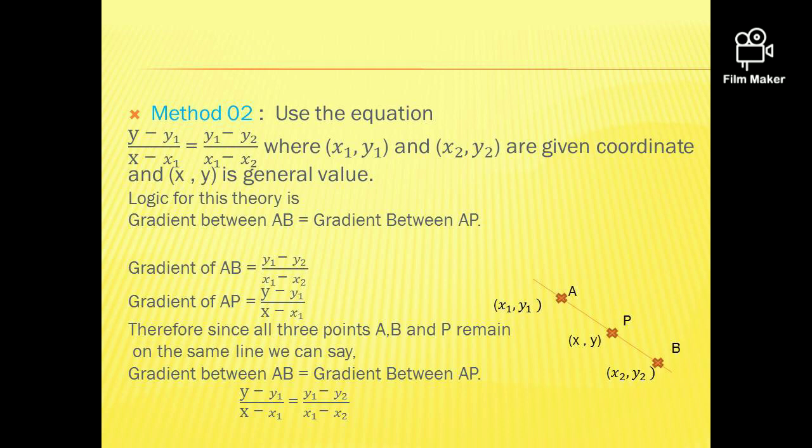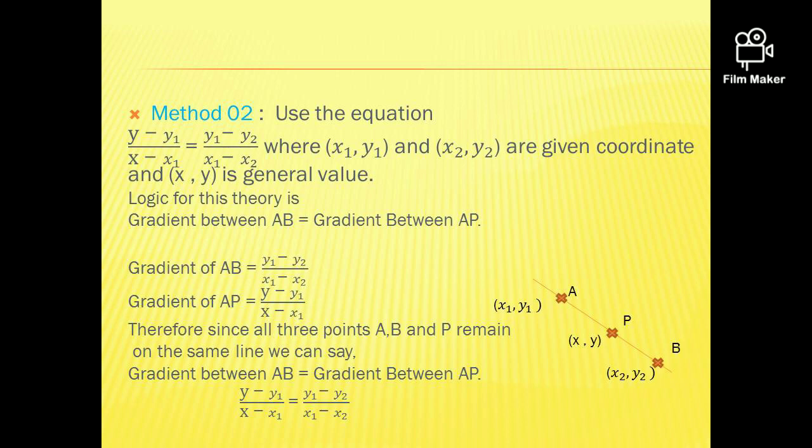This is the second method to obtain the answer for the equation of a straight line when two coordinates are given. From my previous experience, I know most of the students do not much prefer this method. To obtain the answer from this method, mark the two given coordinates x1, y1 and x2, y2 on a straight line. Then mark an optional coordinate that is called a general coordinate P as x, y.